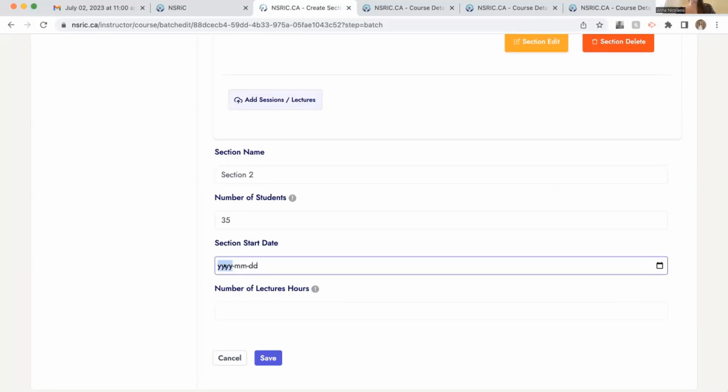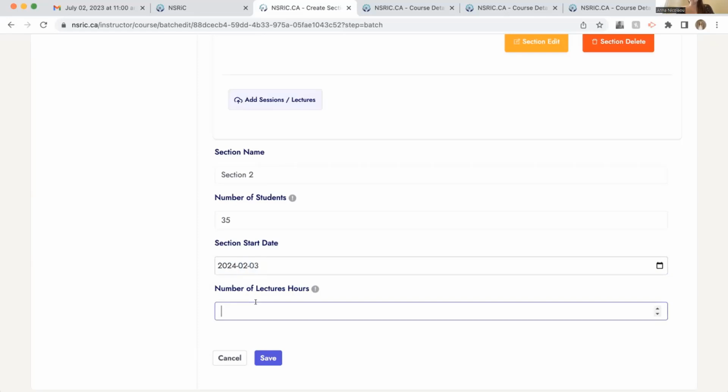Then you'll put in the start date. Let's say this course is starting in February of next year, just as an example. So 2024, let's say February 3rd is the first day. That'd be 0203 for February 3rd. And then here I put in the number of lecture hours. Now I will say the number of lecture hours can be about 30 to 40% less than the overall course duration, right? Because the overall course duration also includes the self-study that the students do on their own time. It also includes the final exam hours, which are not counted in lecture hours. It also includes any time the students spend doing the readings, working on the projects, things like that.